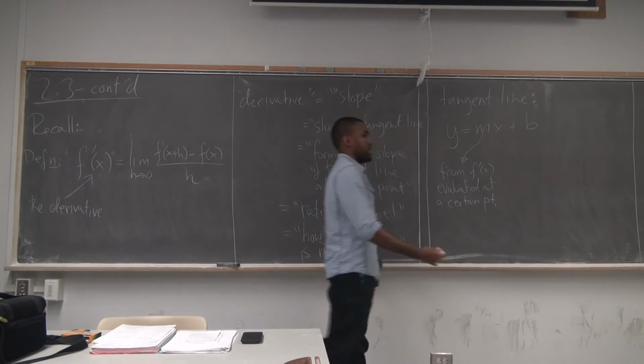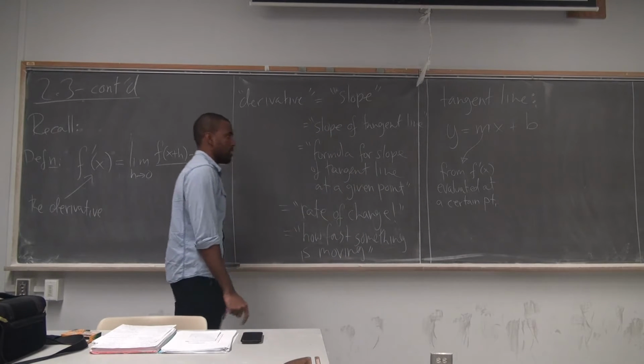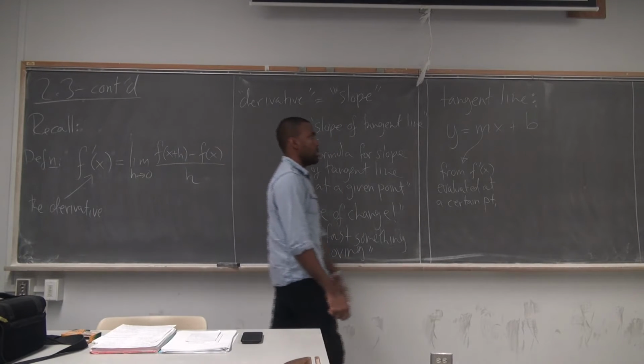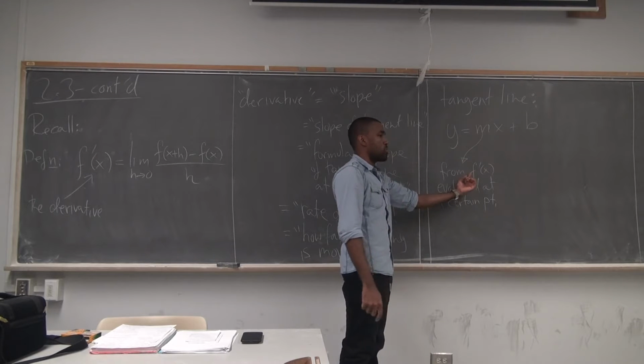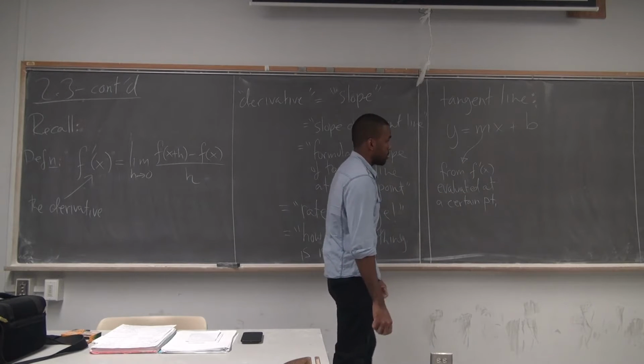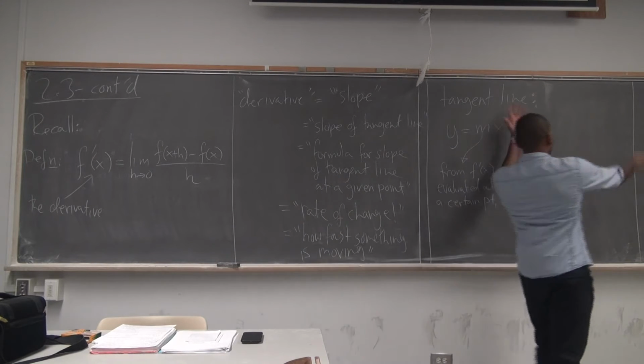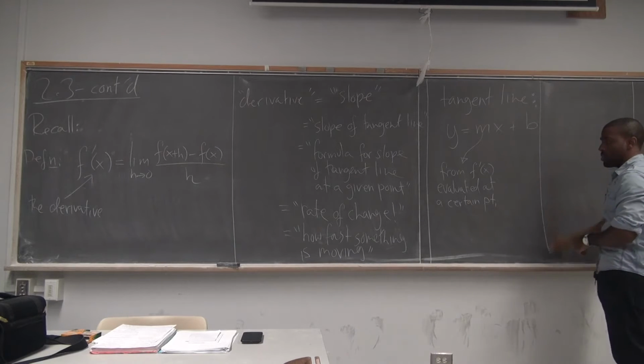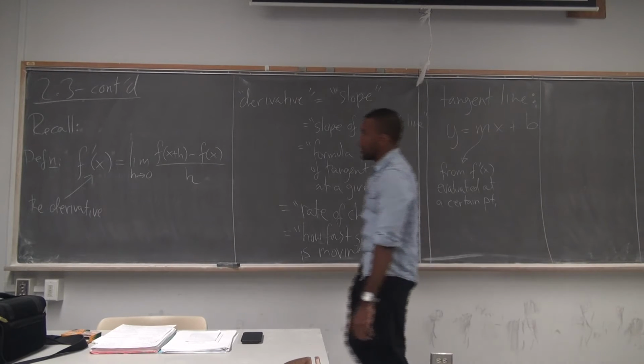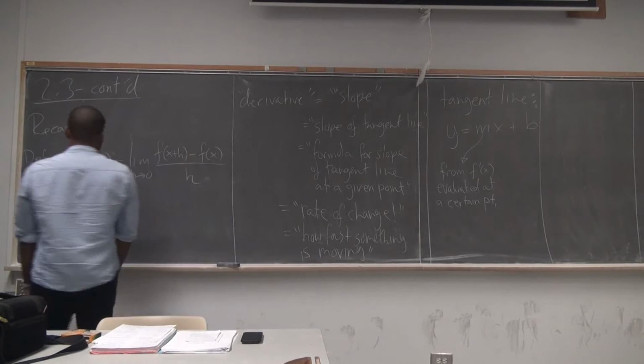That's what makes a straight line a tangent line. So if I ask about a tangent line to a curve, it means I want the slope to come from the derivative of that curve at some point. But a tangent line is just a straight line, so everything you know about straight lines applies to tangent lines. It's just that the slope comes from a particular place.